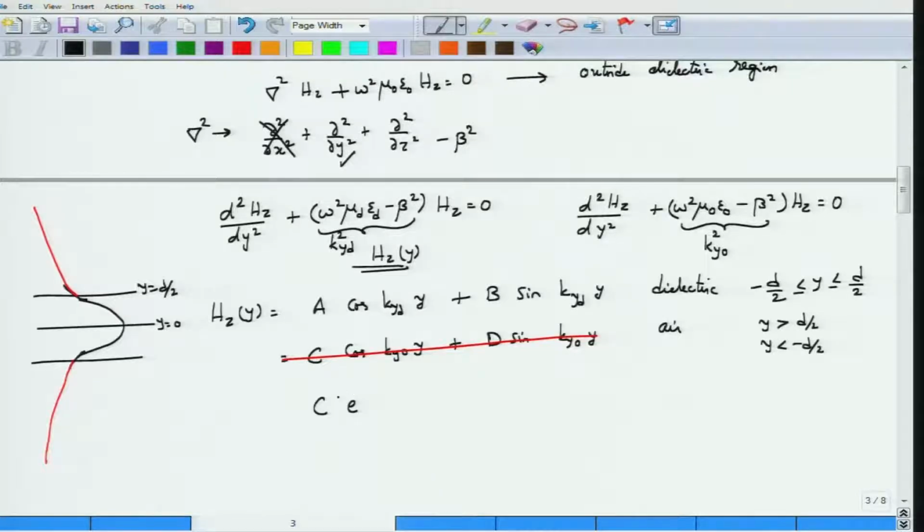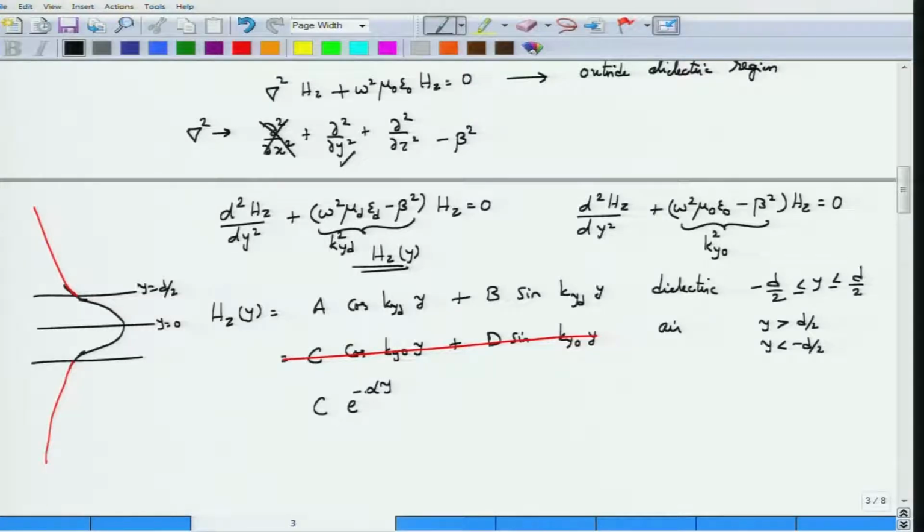We want them to be decaying exponentially, and that would happen when beta square is actually greater than omega square mu 0 epsilon 0, but when beta is less than omega square mu d epsilon d, then you will have the propagation inside and decay outside. We will see that one in a moment. So C e to the power minus, call this as alpha and y. Okay, so I just need a decaying solution, I do not want an expanding solution, therefore I will take this as minus alpha y.